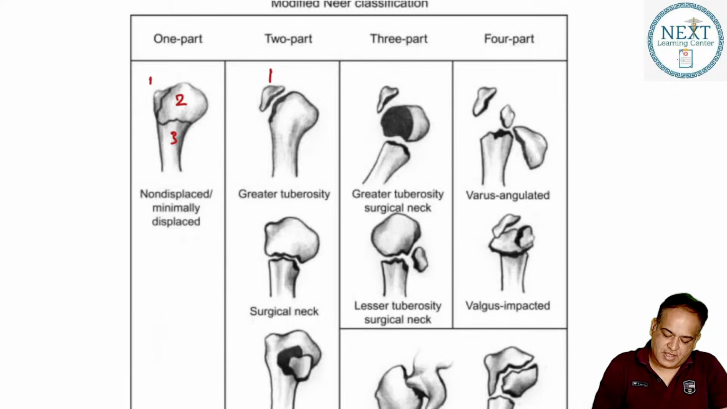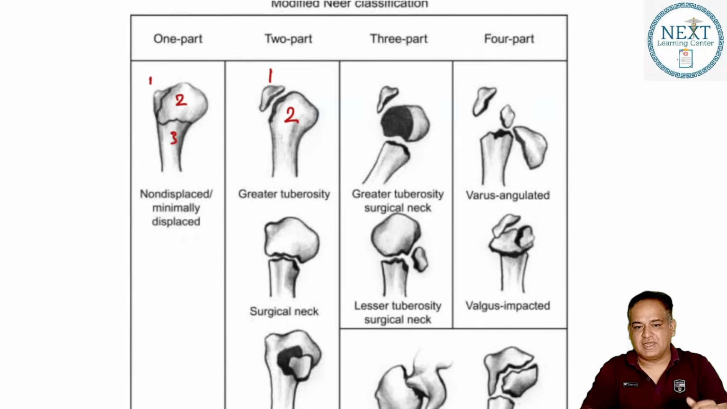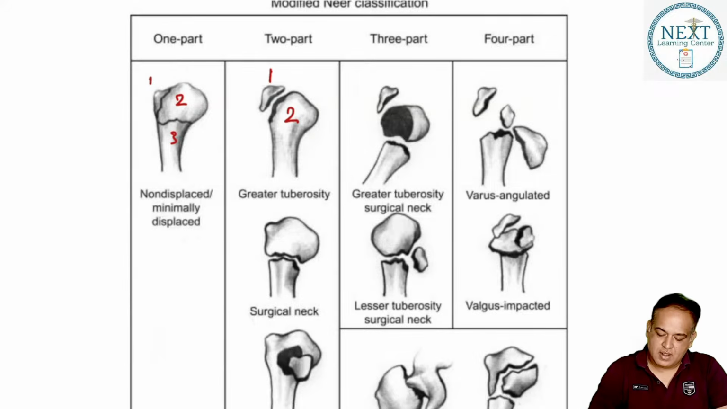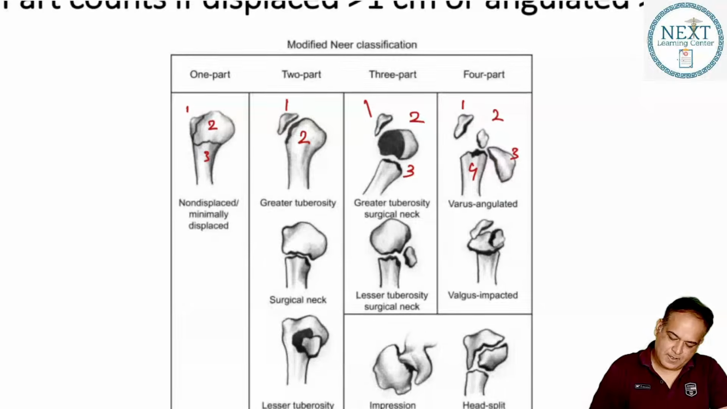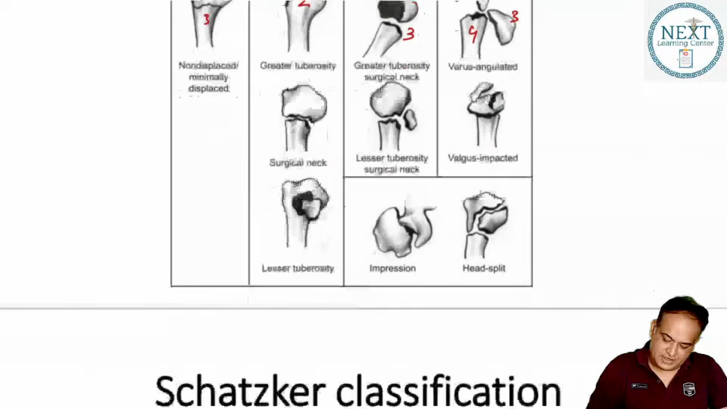Okay, but you see here they are separated from each other. That is why it is called two part. And in the third image, see, they all are separated from each other. So three part, and then all separated. So four part, right? Neer classification.